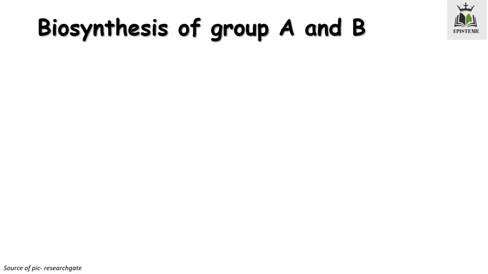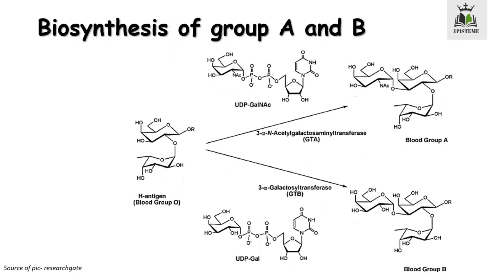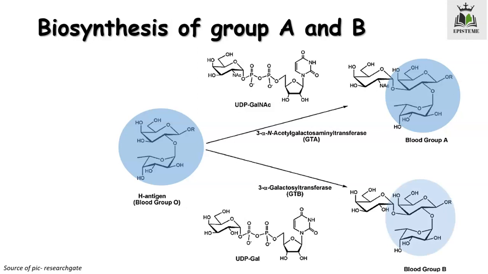Now we will talk about the biosynthesis of antigen A and antigen B. For this, we will consider this reaction. A person having blood group O has H antigen. But H antigen is present in both blood group A and B. The differentiation between antigen A and antigen B depends on an added compound that is attached to the H antigen. This biosynthesis depends on the presence of different enzymes in the person.